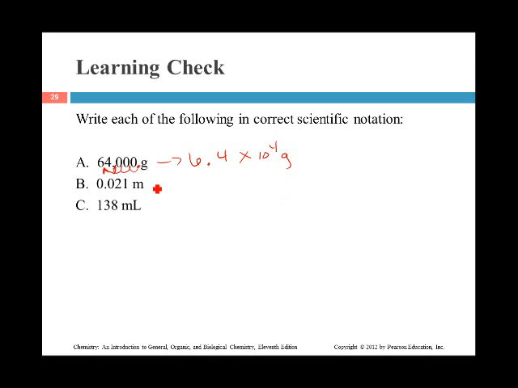Part B. This is the first non-zero number, so 2.1. Move it 2 places, so 10 to the 2, but it was a small number that we're making bigger, 0.021 to 2.1, so it's 10 to the negative 2. And then finally, move it right behind the first non-zero number, so 1.38 times 10. In order to do that, we moved it twice. And it was a big number, 138 to 1.38, a big number that we made smaller, so we're going to keep this positive. And milliliters.